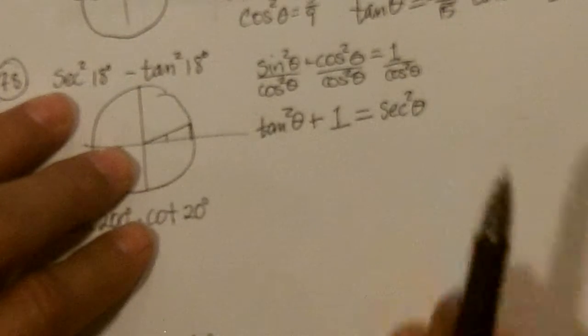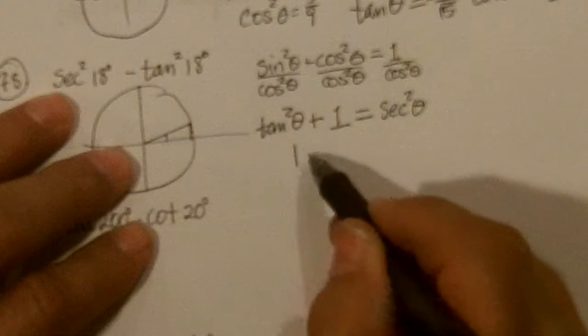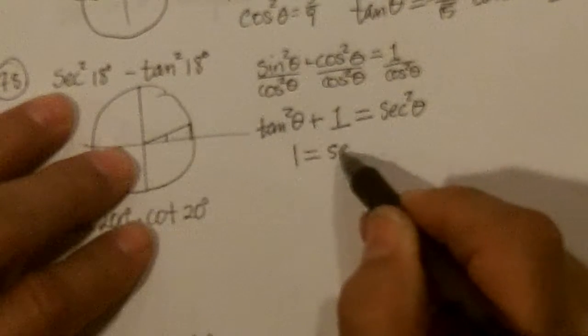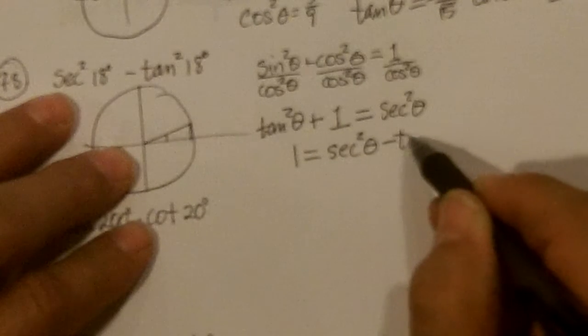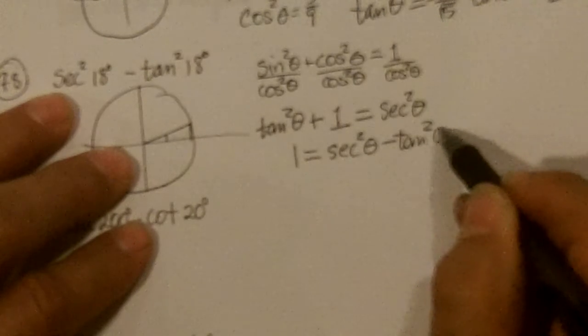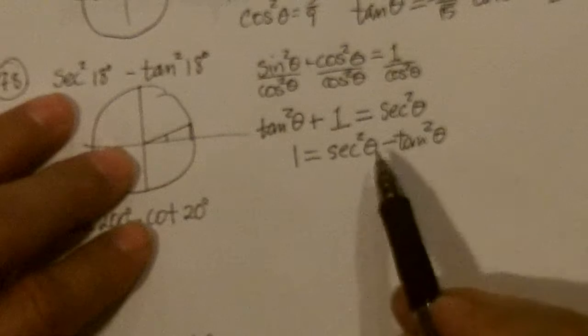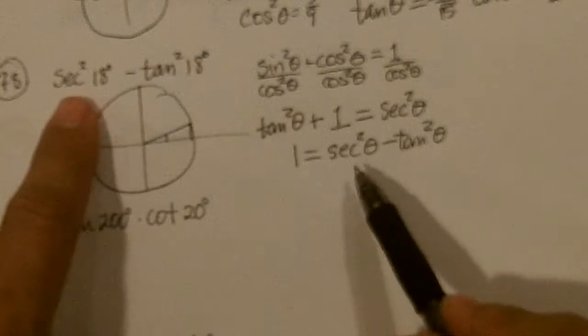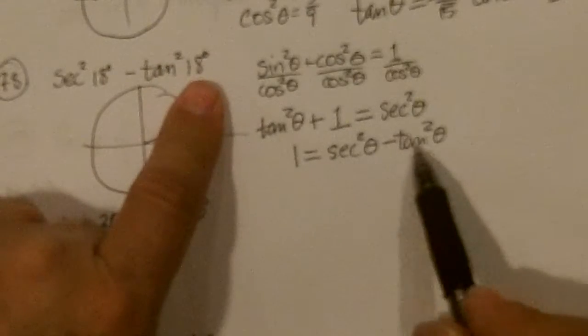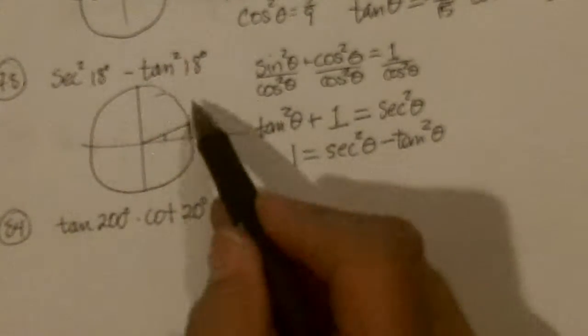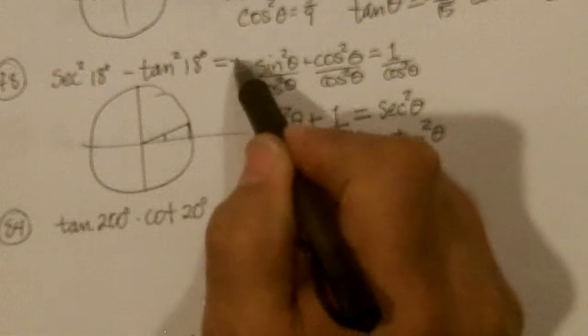If I subtract tangent squared from both sides, I get 1 is what secant squared of any angle minus tangent squared of that same angle. And that's exactly what we have. We have secant squared of some angle minus the tangent squared of that same angle. And so the answer to this is this equals 1.